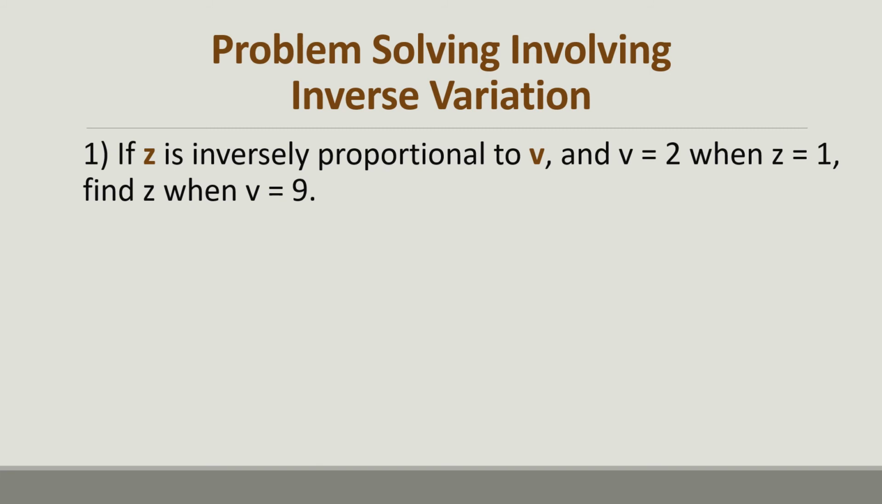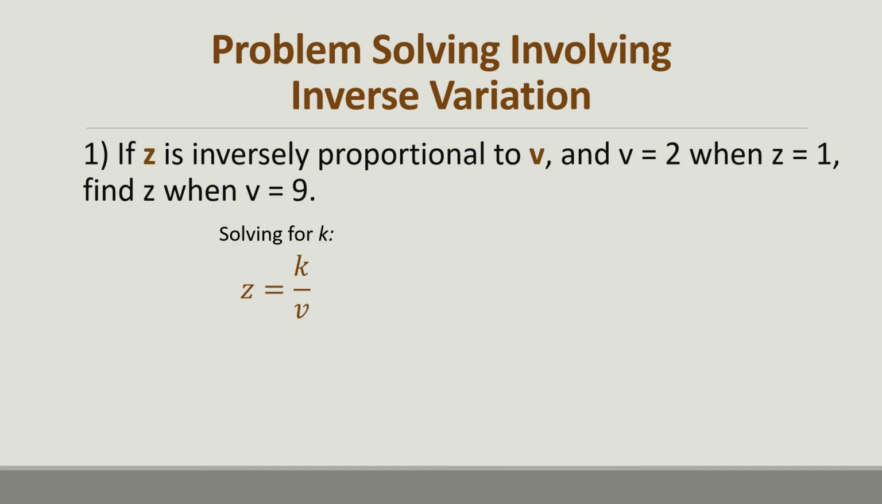So for this problem, again, it's the same step with direct variation. We just have to solve for k since k here is not given. Okay, so identify what variables are given. First, we have z and v. And from there, we can write the equation, which is z is equal to k over V.